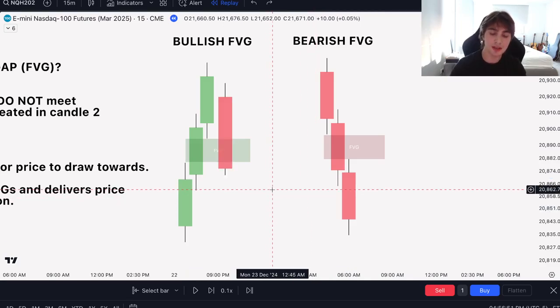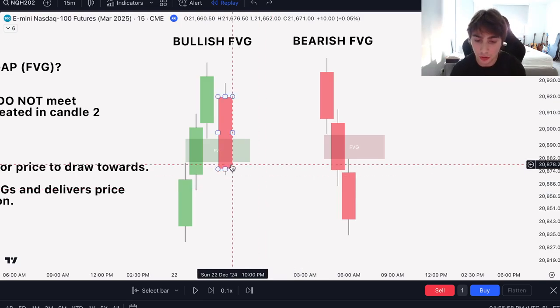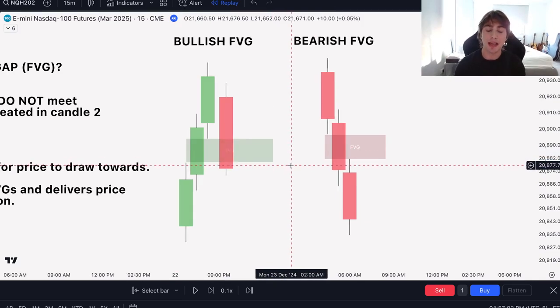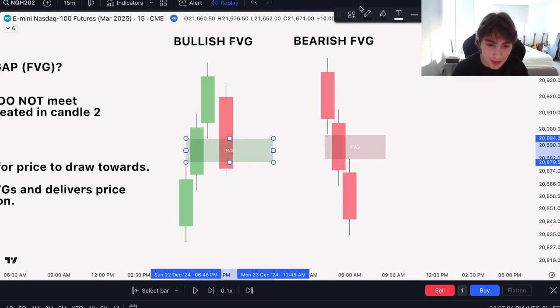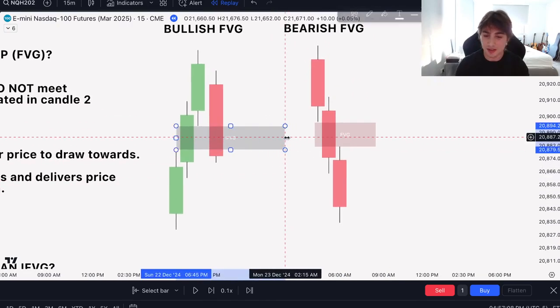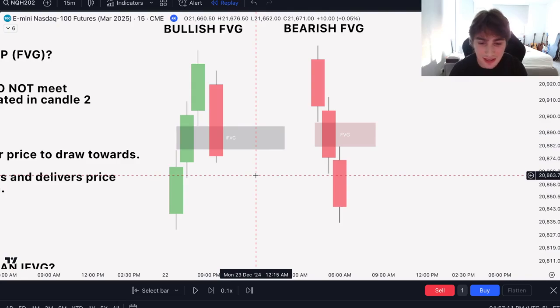But here we're saying, what if price runs through that fair value gap and disrespects it and invalidates it through a body closure, right? Notice how the body closes past this fair value gap. Yeah, now that is an inverse fair value gap. And I like to just mark it out in gray. It's just an IFVG.